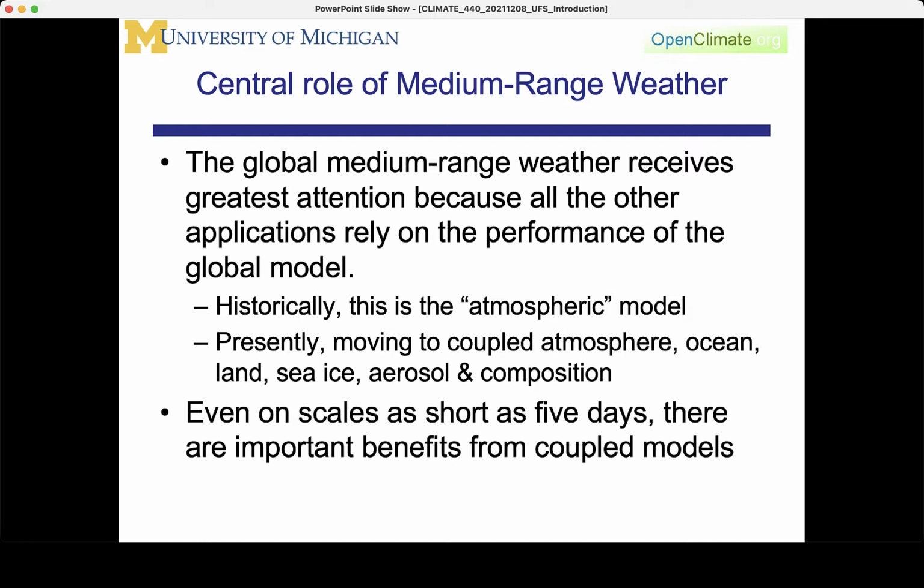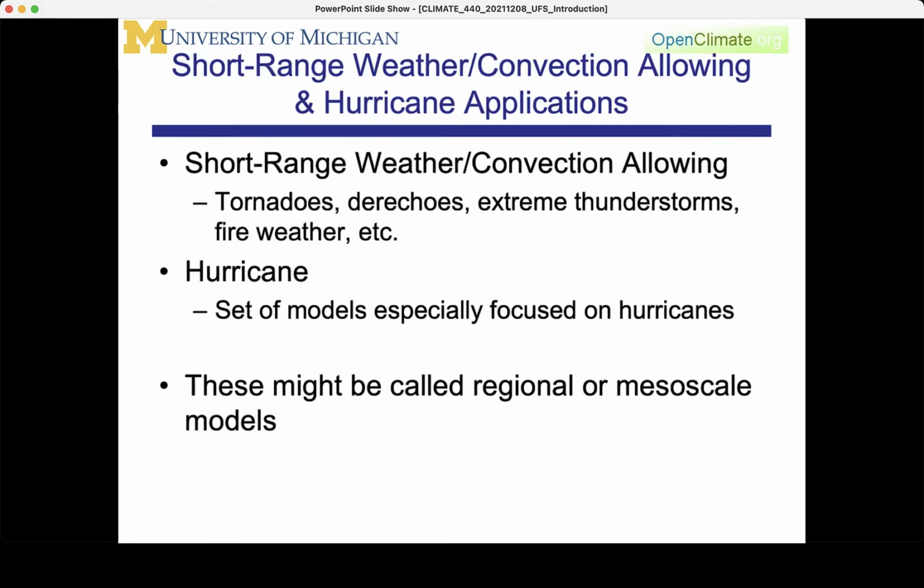However, we are moving to coupled models where we're coupling atmosphere, ocean, land, sea ice, aerosol, and composition because we know, because other centers have been out in front on this, as well as the research community, that even on scales as short as 5 days, and arguably even on scales as short as 2 and 3 days, there are important benefits from coupled models.